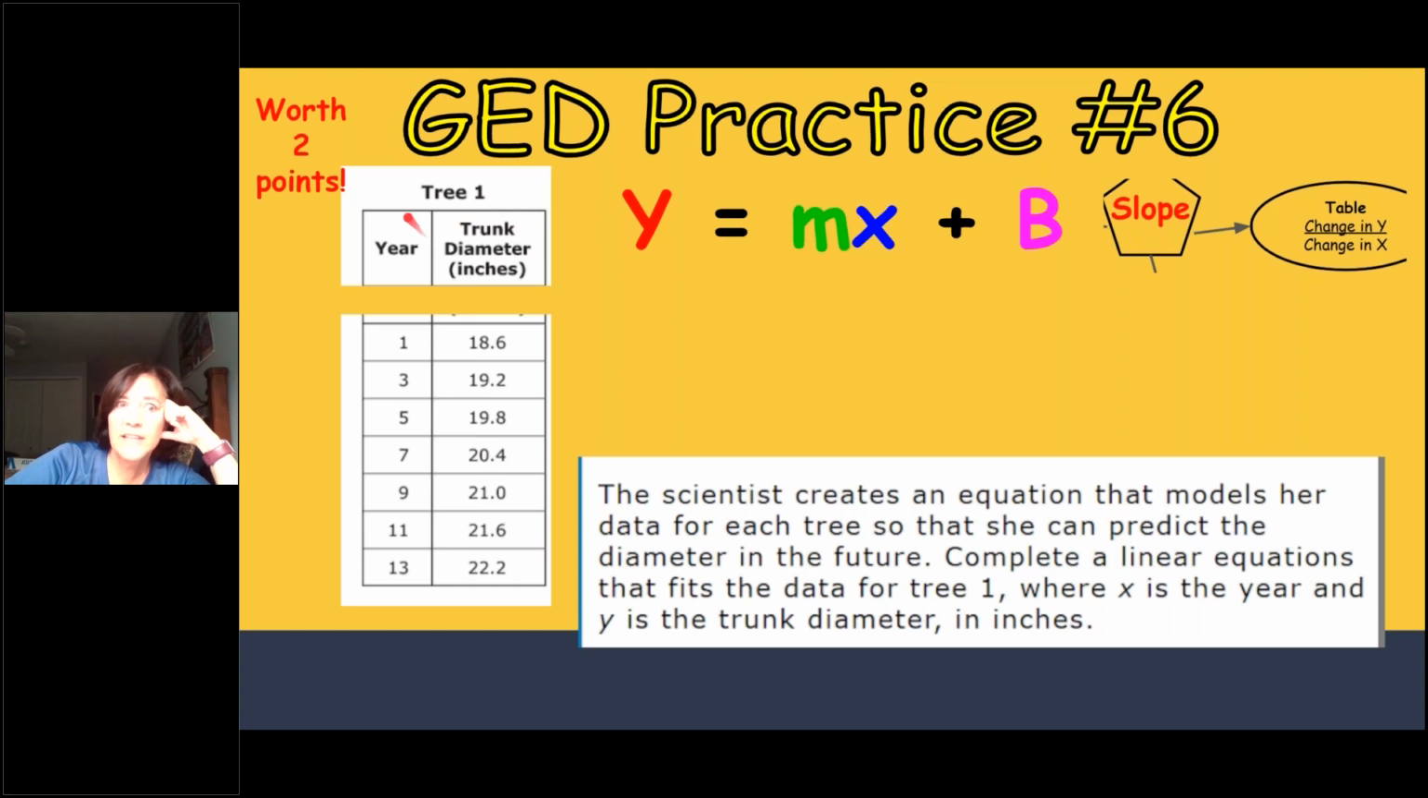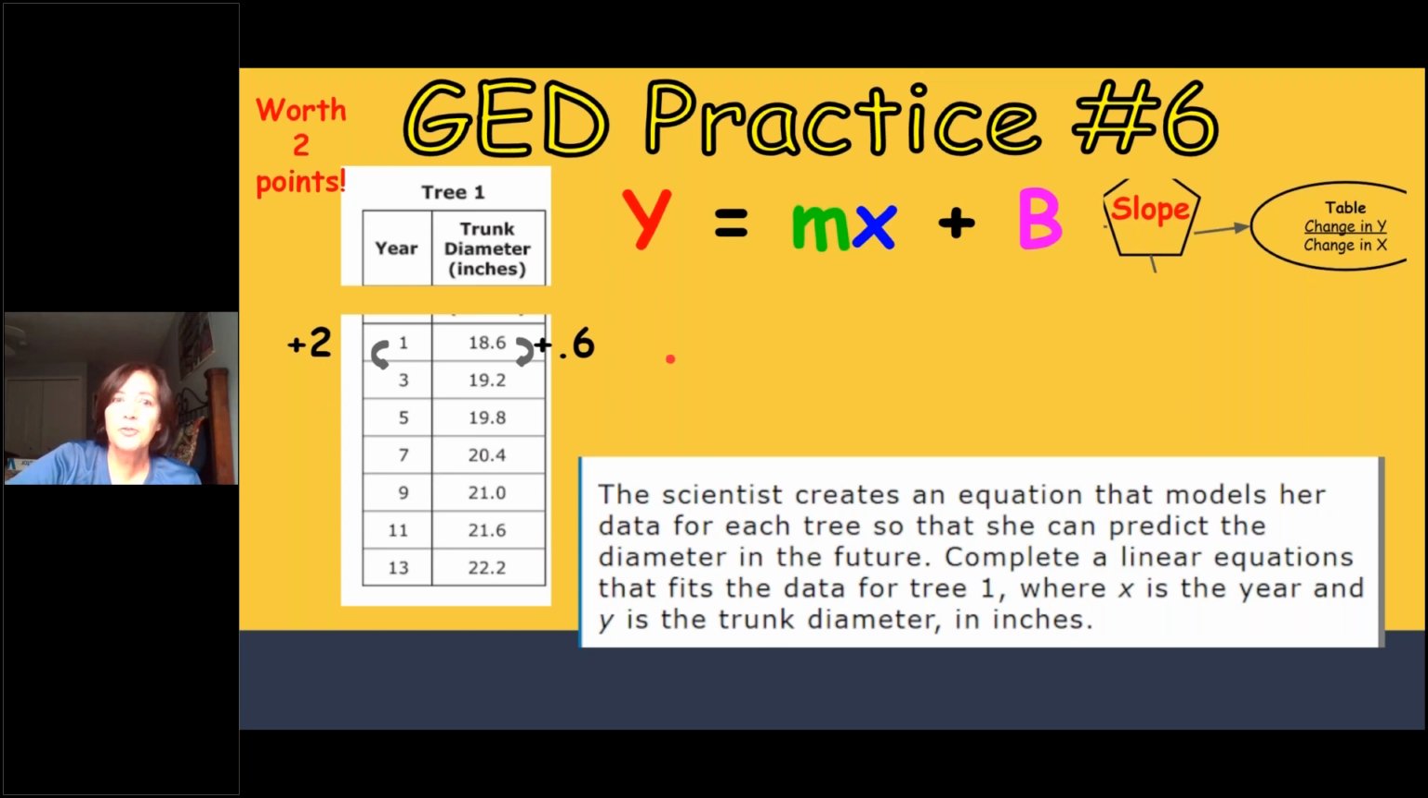Okay, remember, we said year was our x's, diameter in inches is our y. So we need to look at how those values are changing. The change in y: on our y side, the value is going up by 0.6, so the change would be positive 0.6. The x side is changing by 2, because remember, she measured every other year.